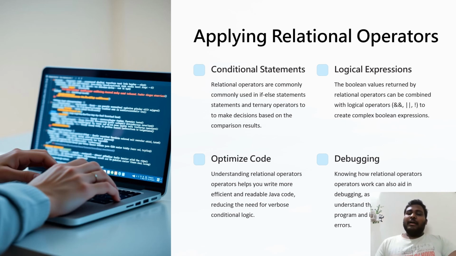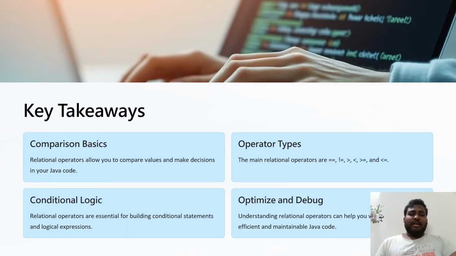As I said before, it's given in technical words. And debugging. Debugging becomes easier. It reduces the execution time. Relational operators allow you to compare values to make decisions in Java code.